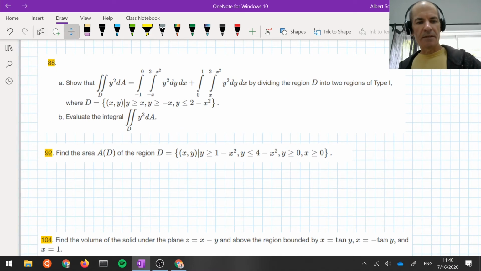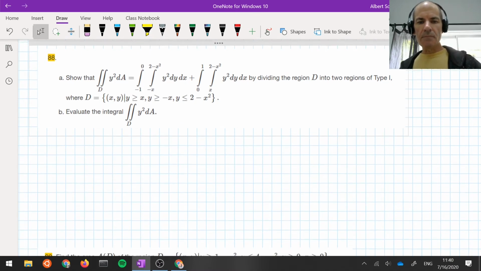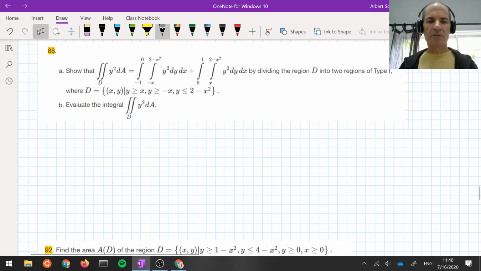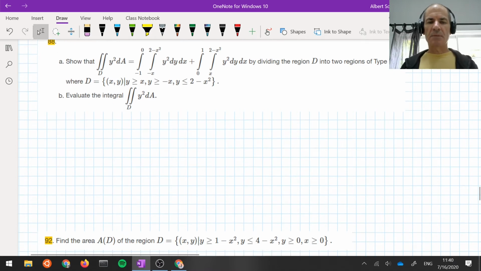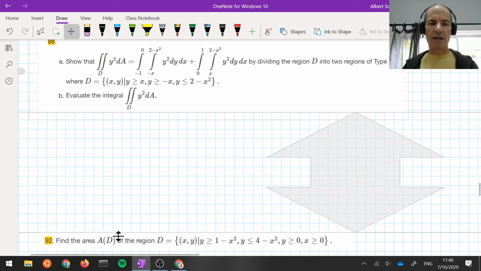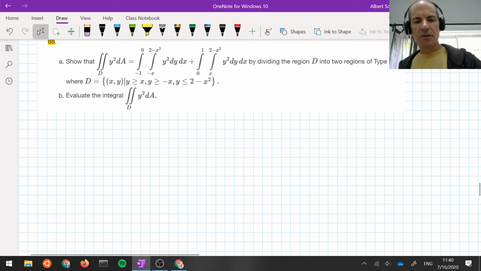In problem 88, you're asked to show that this double integral is equal to this sum of integrals by dividing the region D into two regions, where D is given by this expression. So this is an example of that decomposition process that we talked about during the flyover. So let's sketch the region D.